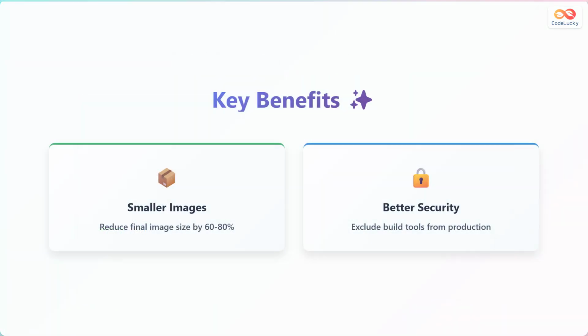The first key benefit is smaller images. Multi-stage builds can reduce the final image size by 60 to 80%. The second key benefit is improved security. Multi-stage builds exclude build tools from production images, reducing potential security vulnerabilities.